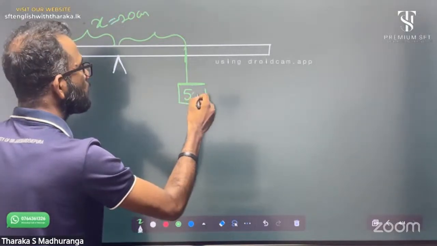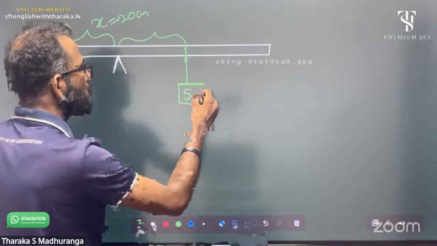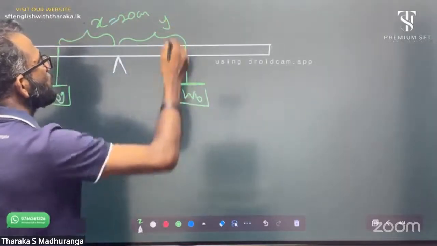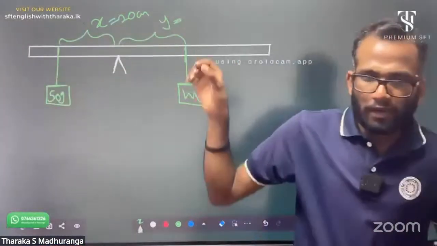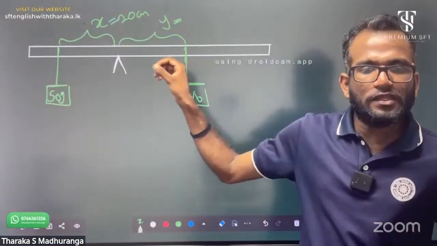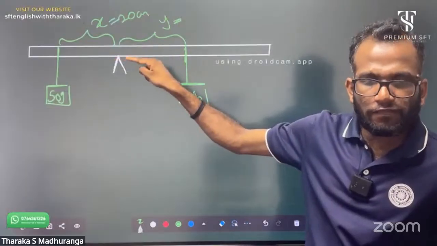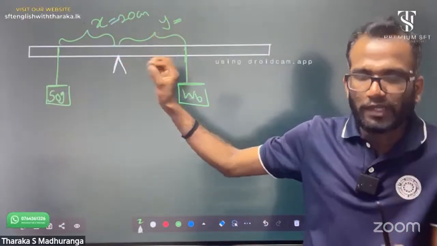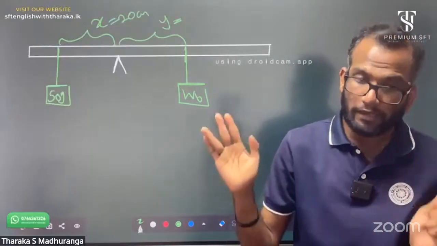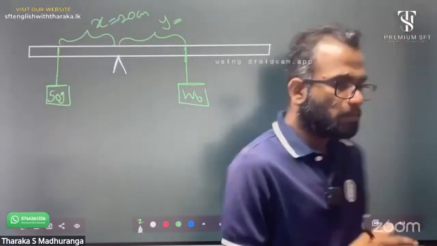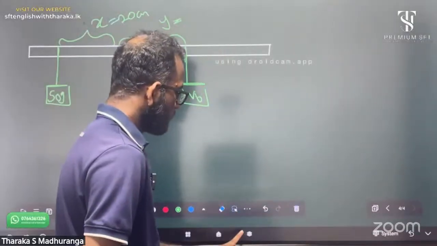Think of the weight as zero, and think of this as y, right? We do this by changing the distance x from the knife edge and finding the y distance until balance. Where does it balance? Let me show this properly. Okay, look here.